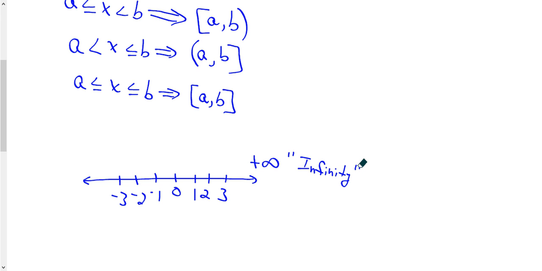And then this side would be negative infinity, right? Okay, so just be familiar with what that means. We'll be dealing with that here and there. Everybody have that?